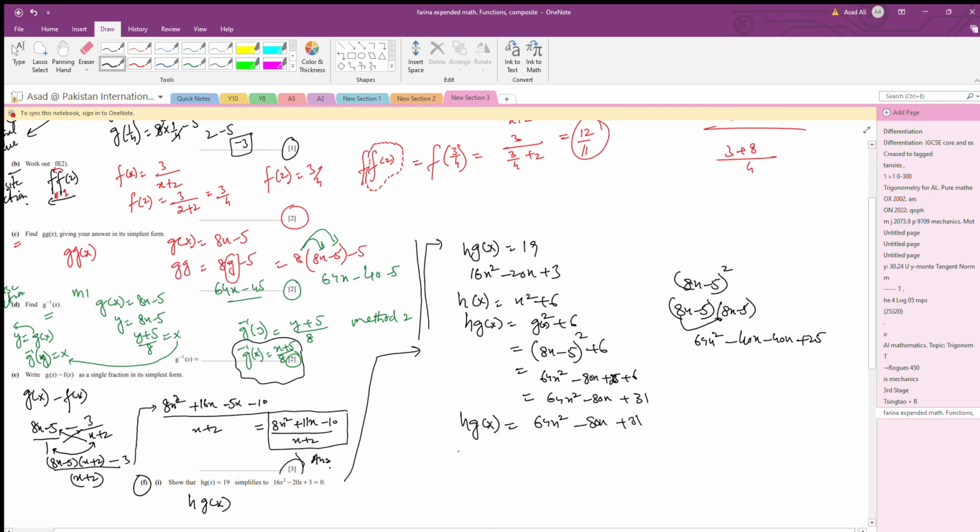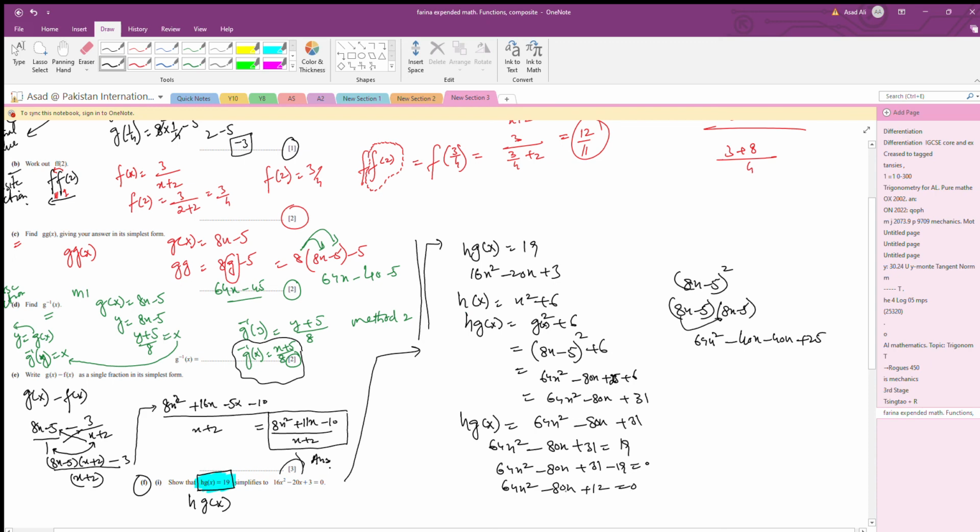But in the question they say h of g of x is 19. You can see this. In the question they say h of g of x is equal to 19. So we will equate this: 64x squared minus 80x plus 31 is equal to 19. Now 64x squared minus 80x plus 31 minus 19 is equal to 0. 31 minus 19 is 12. So plus 12 equal to 0.